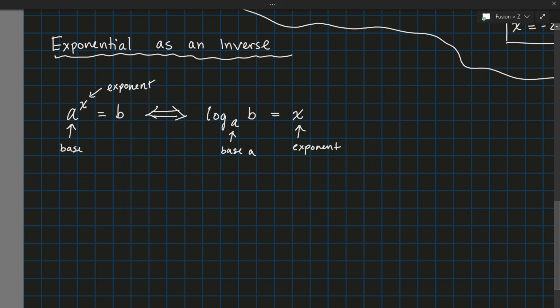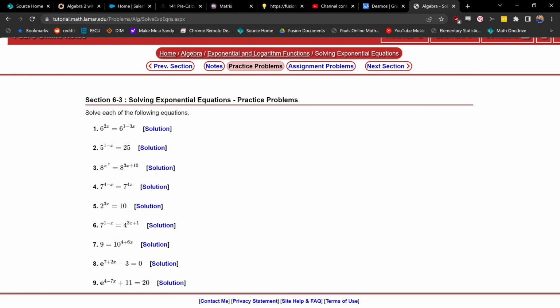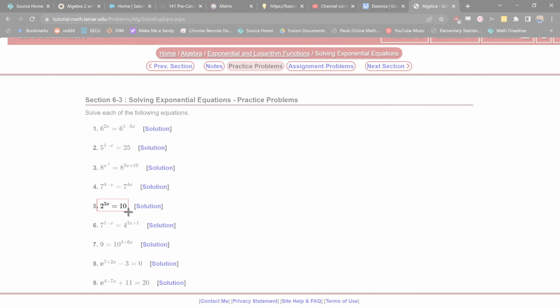For the life of me, I do not remember what they call the b part here. But the base stays the same between each, and the exponent goes to the other side of the equation. That's how you can remember it. And oftentimes, this will be useful in solving these equations. So, for example, this one here.